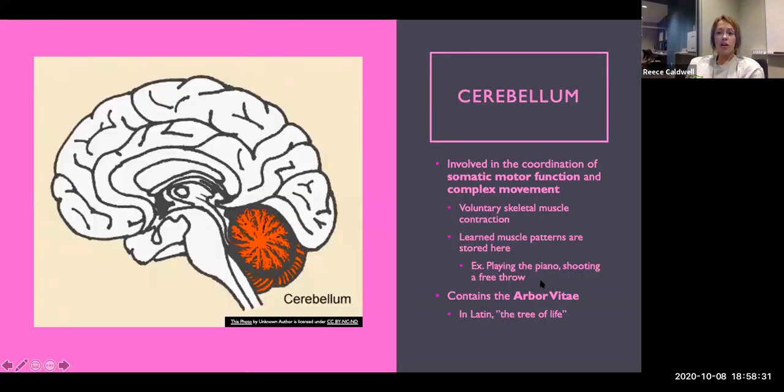So now we have the cerebellum. A lot of people have a lot of trouble remembering that the cerebrum is this big, large structure, and the cerebellum is this little small section. Sometimes the cerebellum is called the little brain.